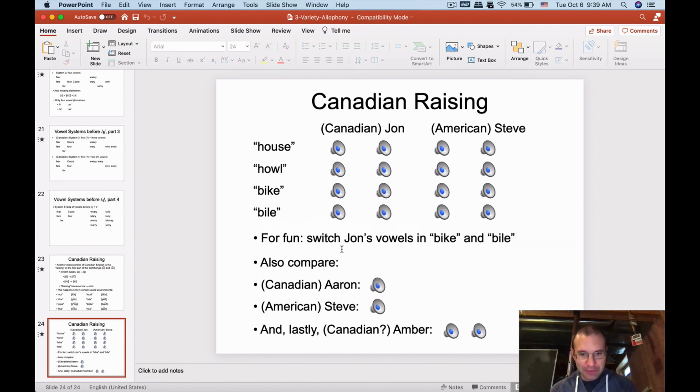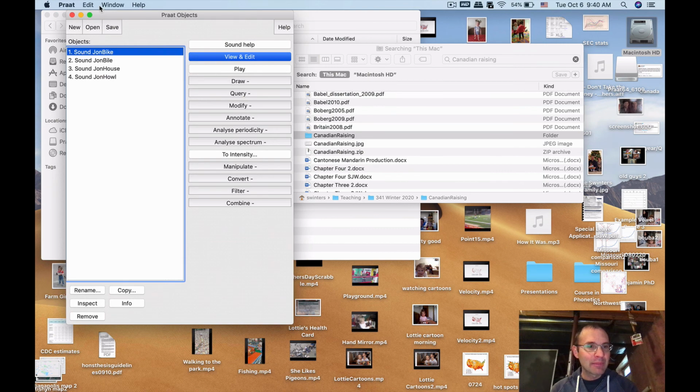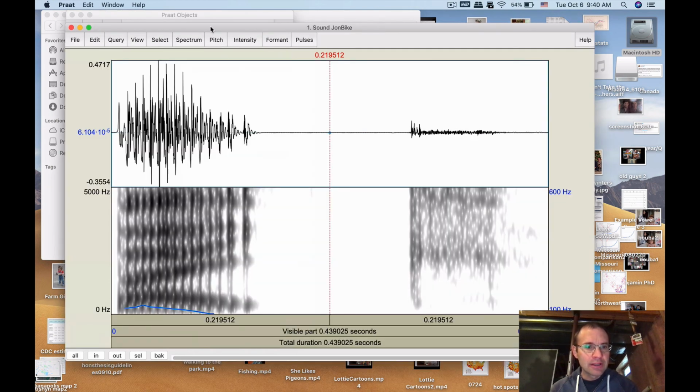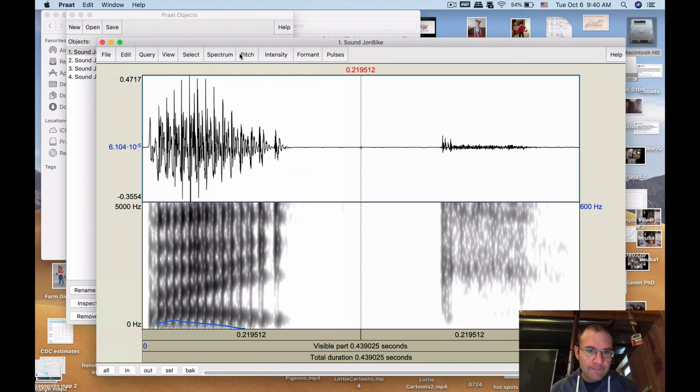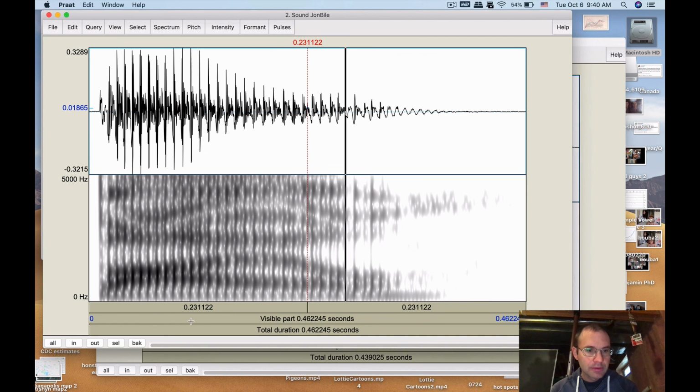Yeah, so I have this little note here about how fun it is to switch John's vowels in these two words. We can try it for both sets and then see what happens. But I'll show you how to do that. So here's in Praat, this word bike. And what we can do here is open up bile, and just grab the I part of this, which is about from here to here.